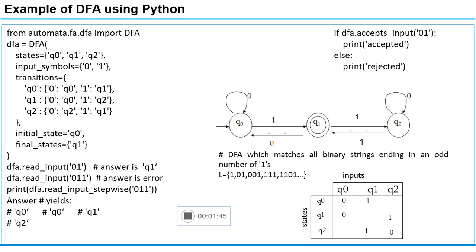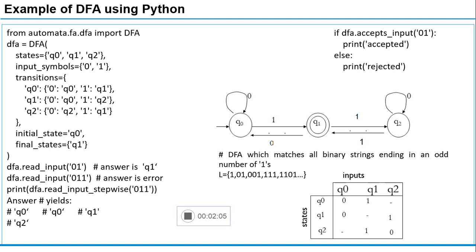The next one is you have to mention the initial state. The initial state is Q0, so that has been mentioned. And you have to mention the final state. The final state is Q1. Why they have mentioned this in curly braces is that in some cases we can have more than one final state. If that is the case, we have to separate them with the help of a comma.